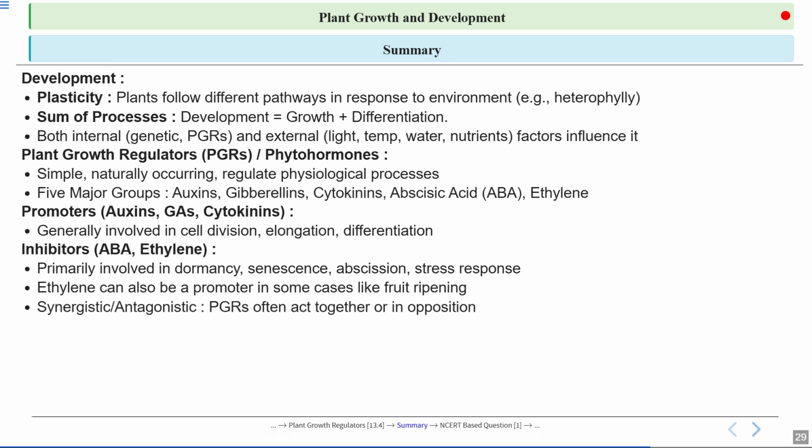We have talked about the synergistic and antagonistic effect. Some hormones, 2 or more hormones, unite together and bring one particular effect, whereas some hormones just bring the opposite effect, that is the antagonistic effect.